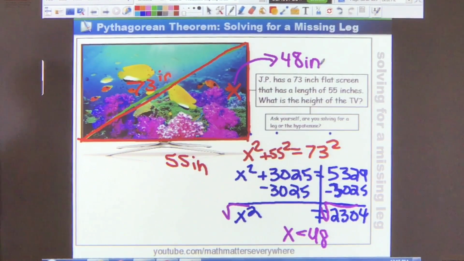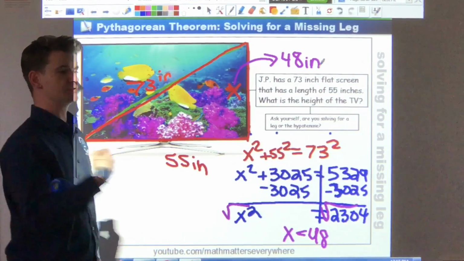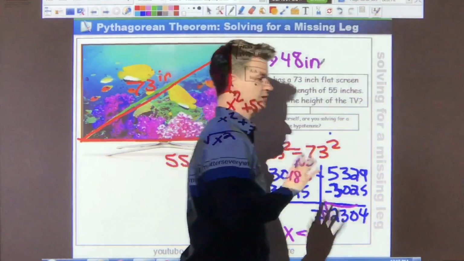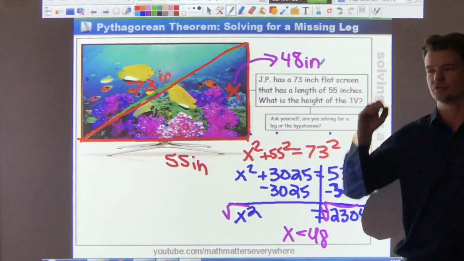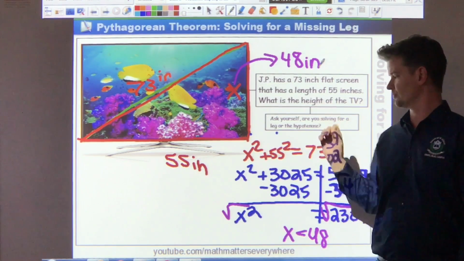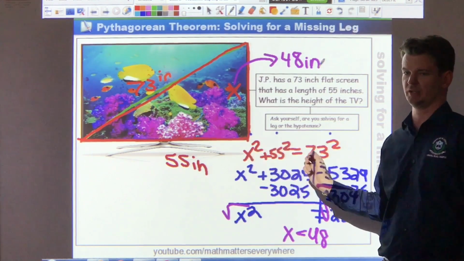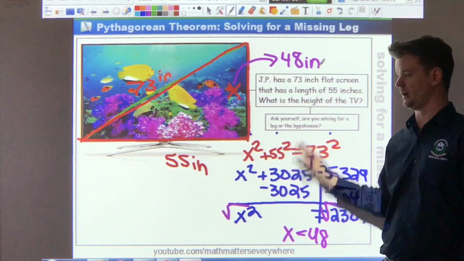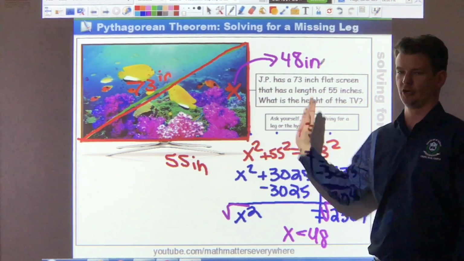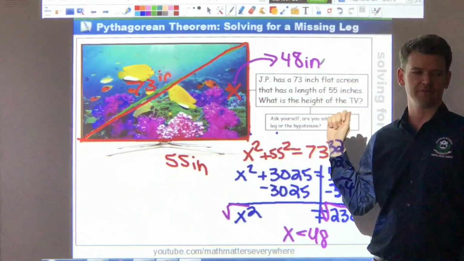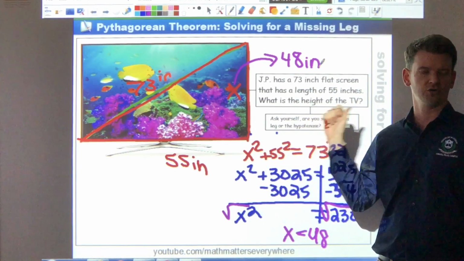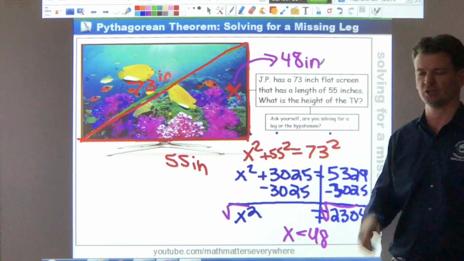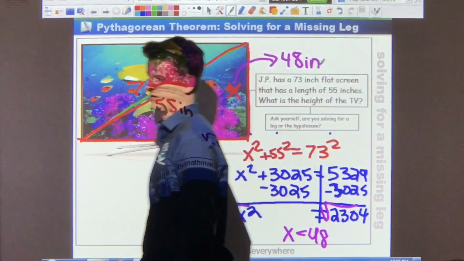Always keep in mind when you're doing this, there's a reason I'm saying this over and over and over. Having taught this as long as I have, the most common area for mistakes is when people set up the equation. They put the variable in the wrong spot. You're solving for a leg, the variable's on the left. You're solving for the hypotenuse, the variable goes on the right. And then just solve it out. Make sure you take the root at the end.